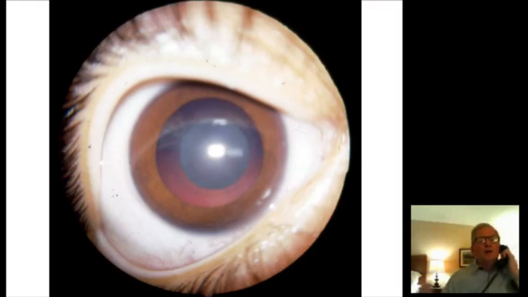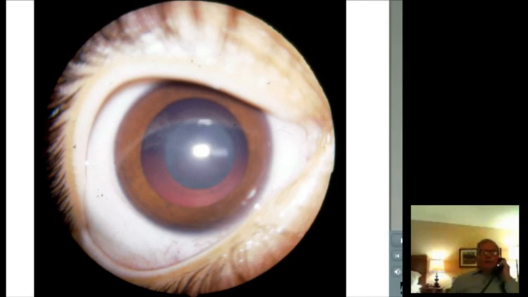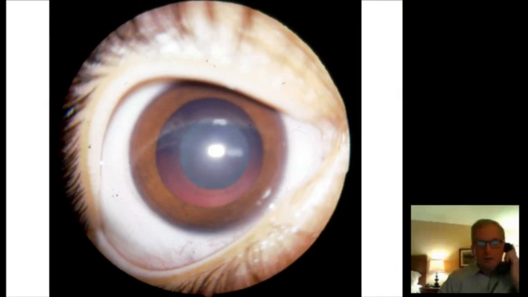Here's a patient. So the eye exam becomes the first critical element. Do I have a media opacity, such as demonstrated here with the cataract, or do I have?